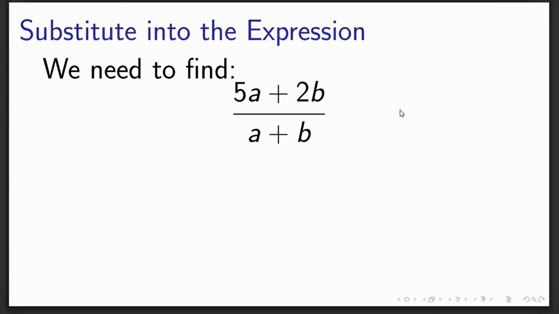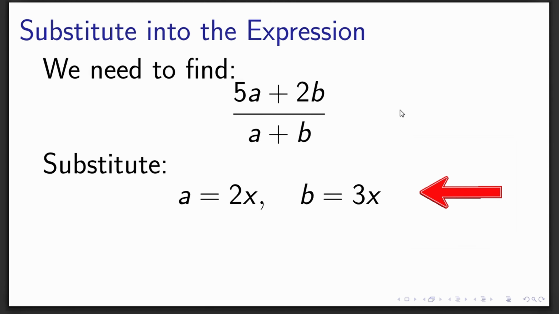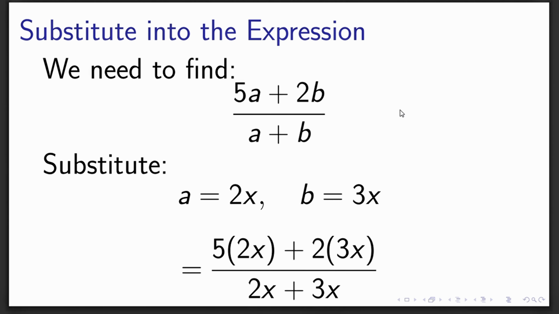We need to find (5A + 2B) over (A + B). So I'm going to substitute the value of A, which is 2x, and the value of B, which is 3x. When I substitute the values, I get 5 multiplied by 2x plus 2 multiplied by 3x, over 2x plus 3x. Now we need to evaluate the numerator and the denominator.